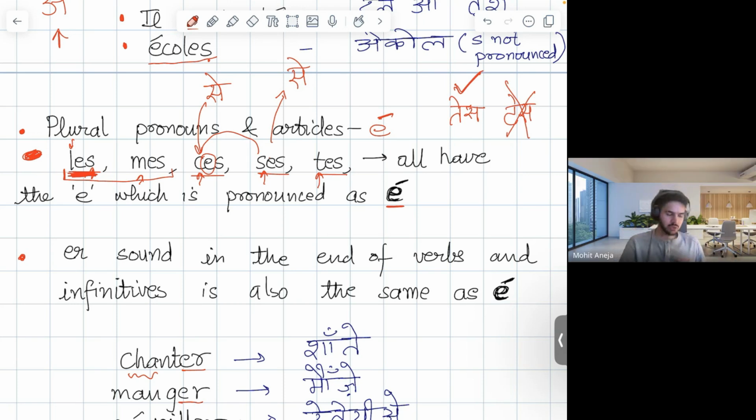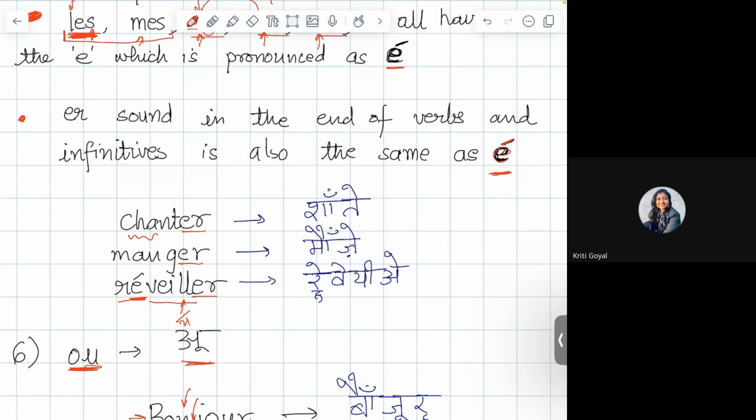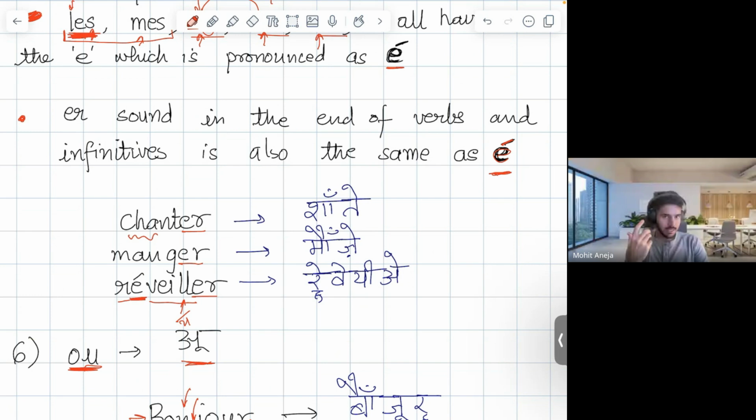Cool. So the next rule is the er sound at the end of verbs and infinitives is also the same as a. And I'm going to take the liberty of calling this sound a from now onwards. So can someone repeat this rule for me? Kriti, can you repeat this rule for me? The er sound at the end of the verb and infinitive is also the same as a. Okay. So note this down somewhere.